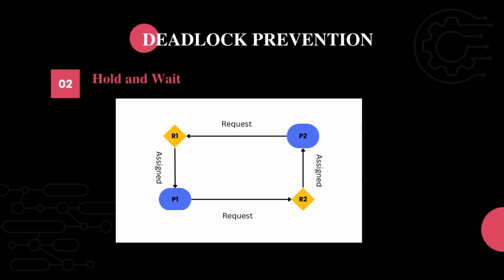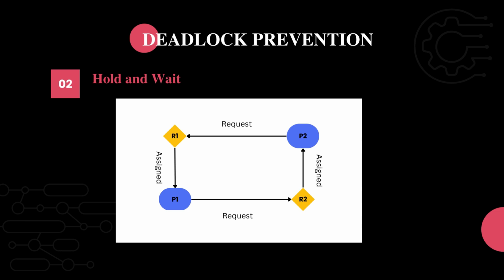Hold and wait is another condition that causes deadlocks. As the diagram shows, we have a process P1 that is holding a resource R1 and at the same time requesting for resource R2. Similarly, process P2 is holding resource R2 and requesting for resource R1.